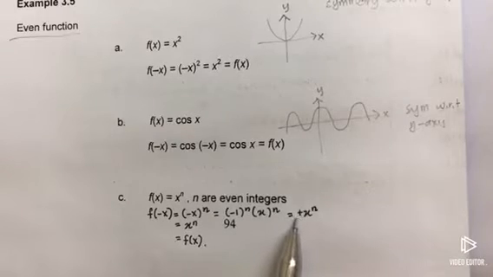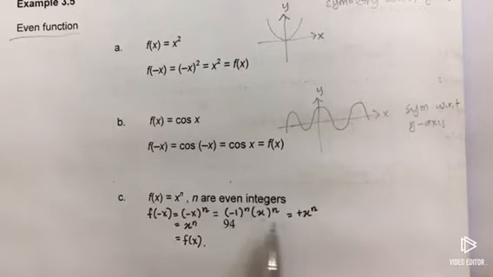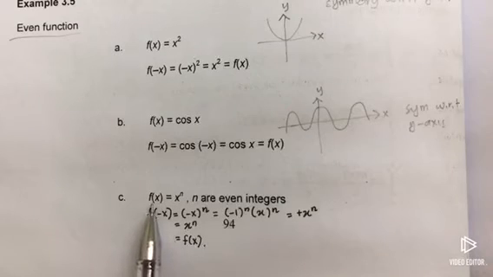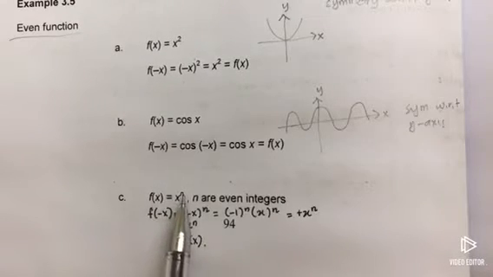So we can conclude that negative 1 to the power n equal to positive 1 times x to the power n. So equal to x to the power n. X to the power n equal to f of x. So because we can write f of negative x equal to f of x, we can conclude that f of x equal to x to the power n is an even function.